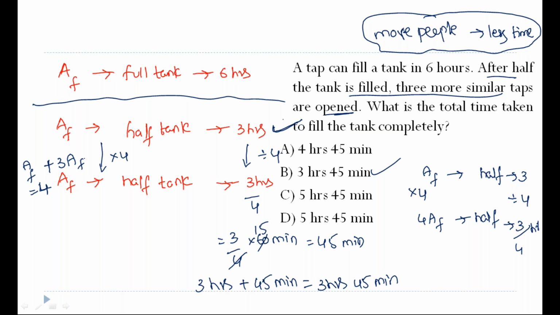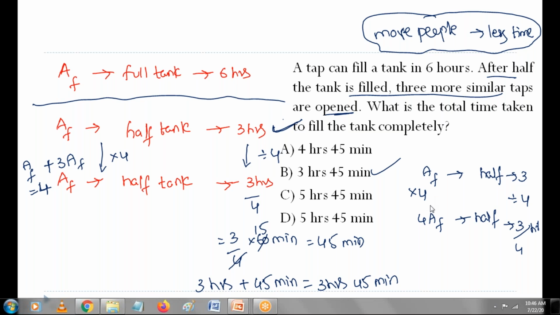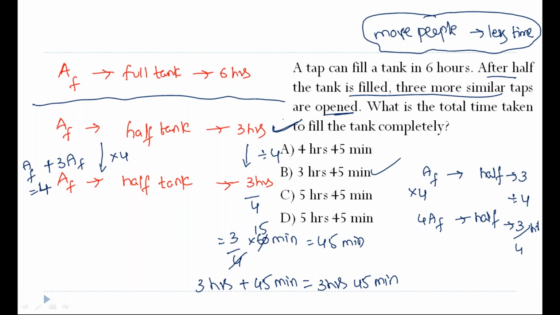Now, if one tap is filling that in 3 hours, if you have 4 taps, when more people are there, time taken must be less. So that's why if you multiply with 4, here we should divide with 4. That's why we got 3 by 4 of the hour. When more pipes are available, it takes less time to fill the tank.